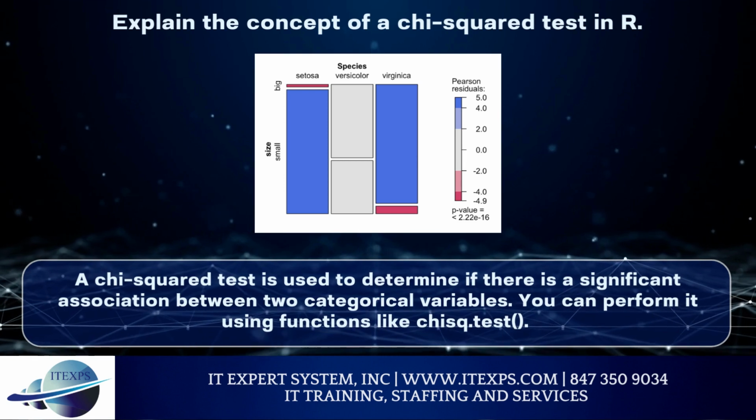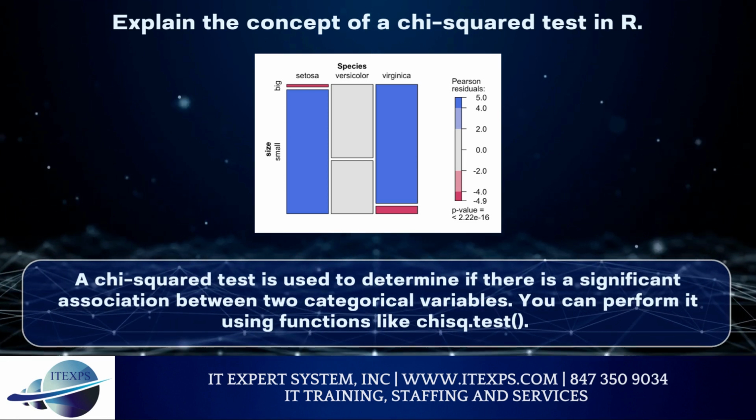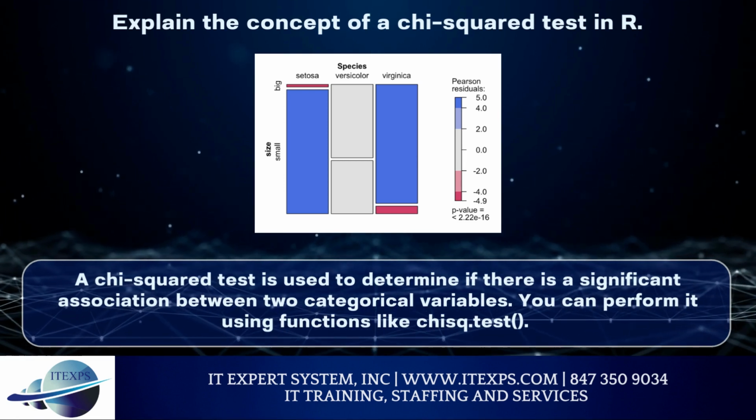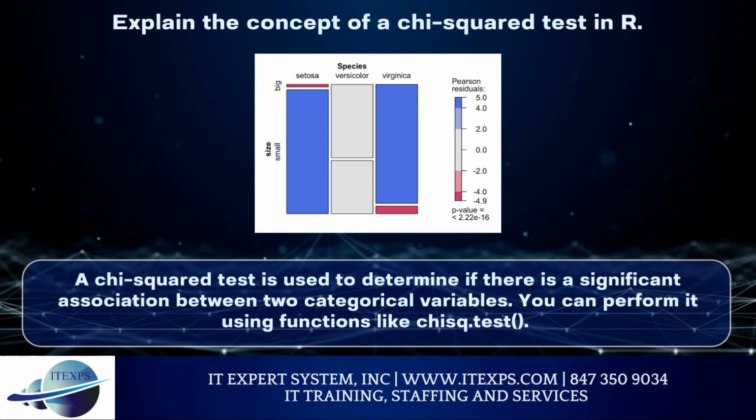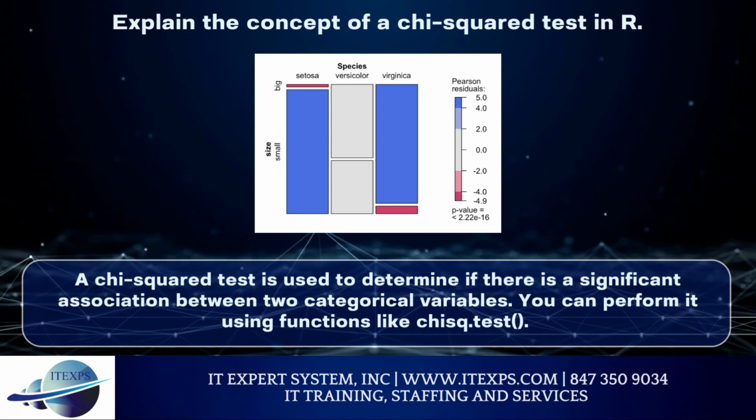Explain the concept of a chi-squared test in R. A chi-squared test is used to determine if there is a significant association between two categorical variables. You can perform it using functions like chisq.test.